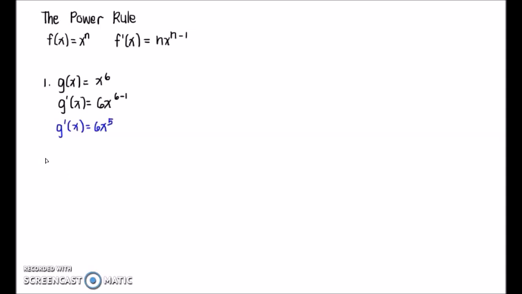So we have j of x is equal to 1 over x cubed. Before we could actually solve for this, let's first recall laws of exponents.